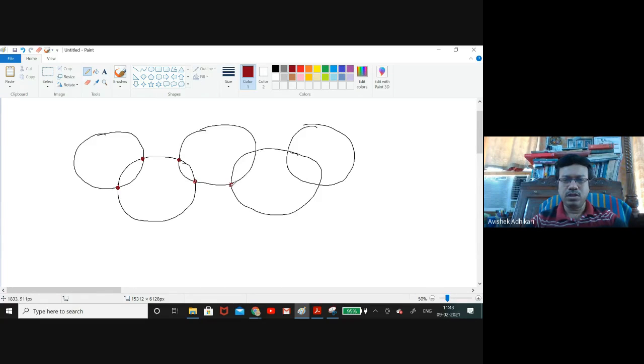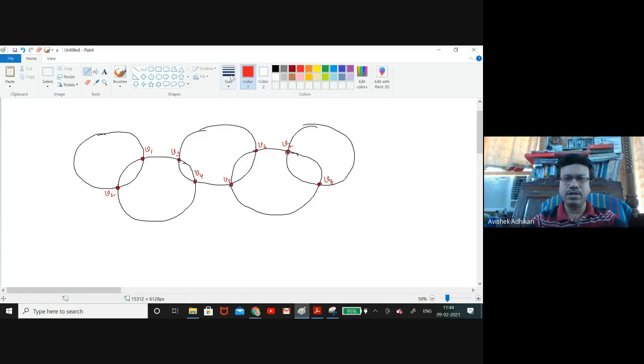So here, how many vertices will be there? If we consider this junction as vertices, then we will have, say this is V1, this is V2, this is V3, V4, V5, V6, V7, and V8. And the remaining are edges.